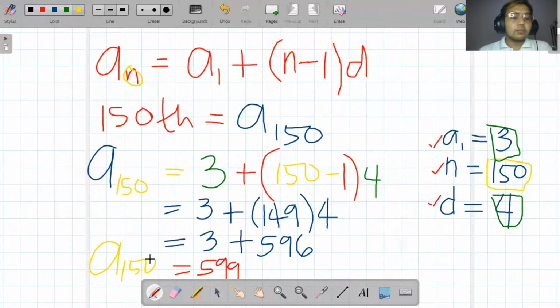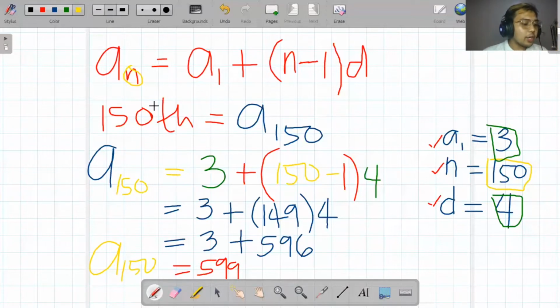Okay? So that is how it goes. Where in your test will you need this? Maybe in multiple choice. If you are asked, for example, given the sequence 3, find a sub 20, a sub 30, a sub whatever, that is what you will do. That is how you will do it. Okay? Next, this example number 3. Given the nth term formula of the arithmetic sequence, find what is being asked.